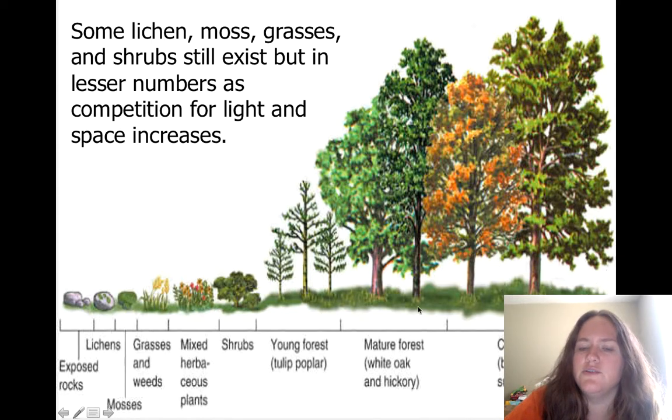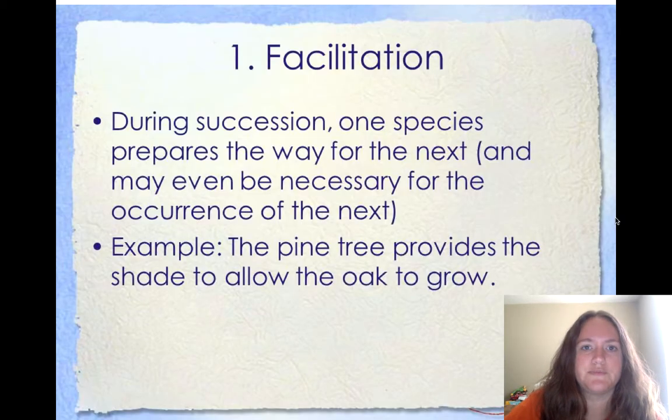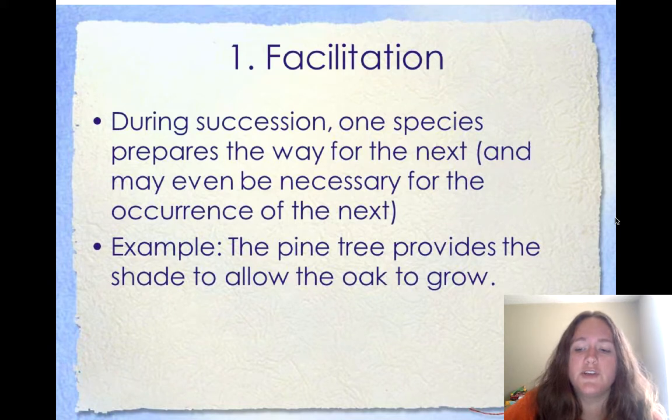Here at the end, you will see that yes, there are still grasses and weeds and mosses, but they're at a lower number because you don't have enough space for them anymore. So as larger things come in, it takes up more space, it takes up more water and nutrients. So you can't also have a ton of grasses and moss and bushes when you have these bigger trees down here. So a couple definitions that you need to know.